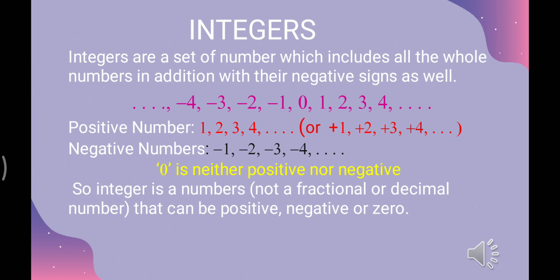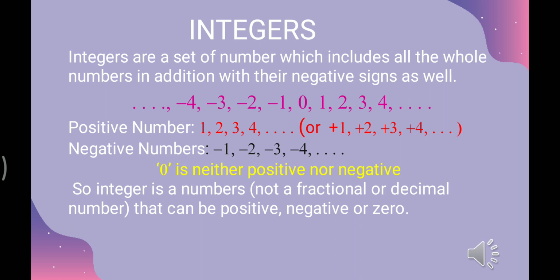What are integers? Integers are a set of positive numbers, negative numbers and 0. Or you can say integers are a set of numbers which includes all the whole numbers, but in addition with their negative signs as well. As we know that whole numbers start from 0, 1, 2, 3 and so on. So if we put a minus sign with them also, it will give us another group of numbers, that's negative numbers.